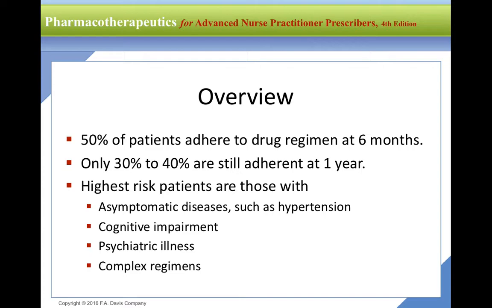Patients with cognitive impairment, especially older patients, patients with Alzheimer's or some kind of dementia, are at risk for noncompliance. Psychiatric illness: if you don't think you're sick, you're not going to take your medication. And complex regimens. Any medication that has to be given 3 to 4 times a day is a lot harder to remember than one that just has to be taken in the morning. So you want to try to pick a medication that's effective, but is also easy for your patient to take.